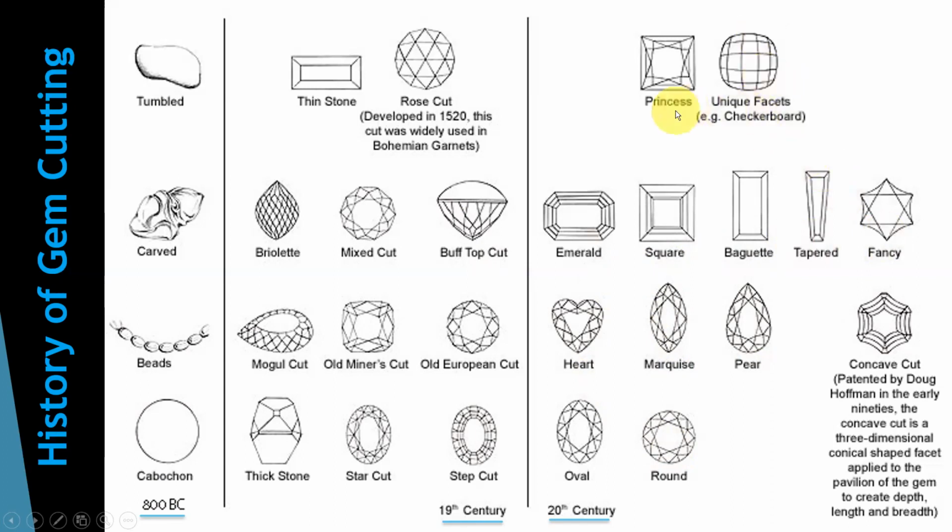This is called checkerboard, princess. And this is called concave cut. Presented by Doug Hoffman in the early 90s, the concave cut is a 3-dimensional conical shaped facet applied to the pavilion of the gem to create depth, length, and breadth. 3D cut.